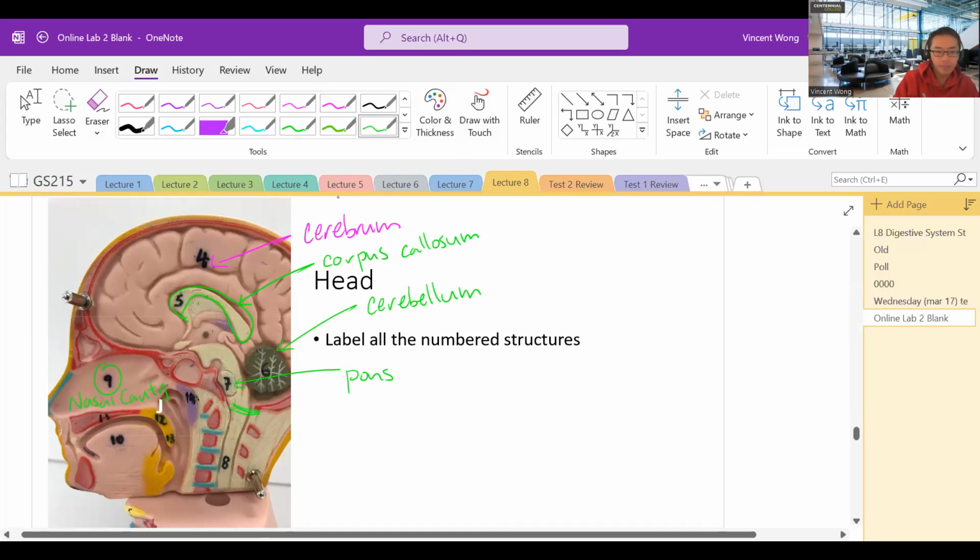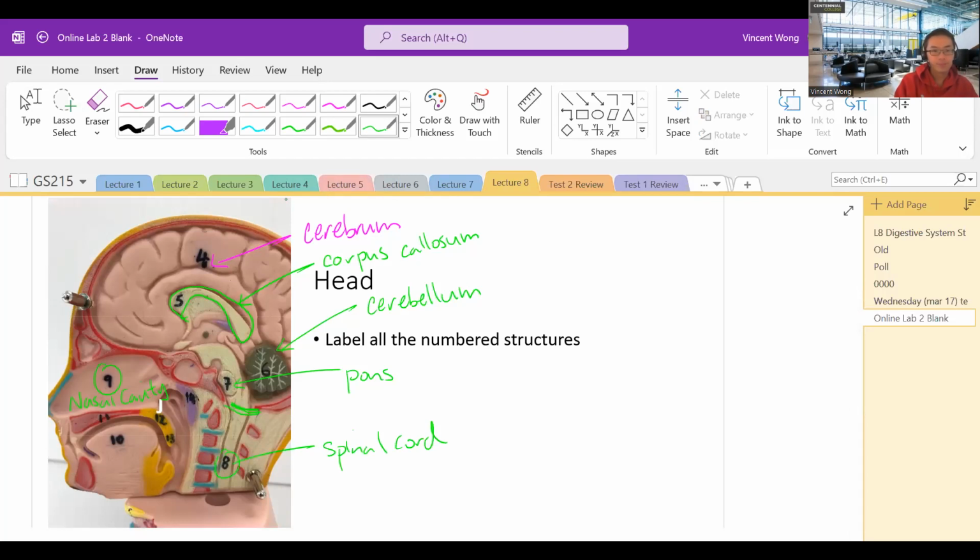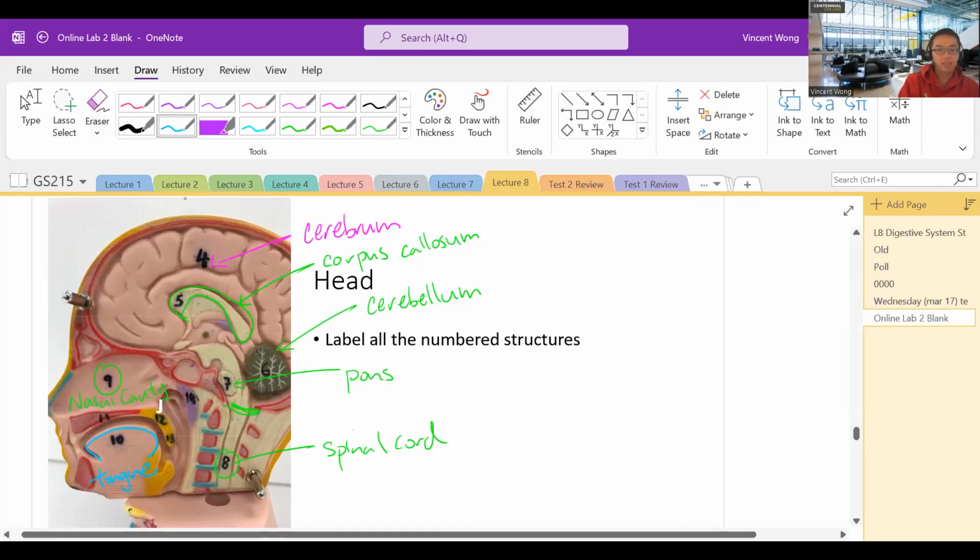Now this is the base of the skull. Okay, so by the time you get out here, number 8, that is already the spinal cord. People usually have trouble with number 10 because they're not used to seeing it like this. But number 10 is actually your tongue. Okay, very big.